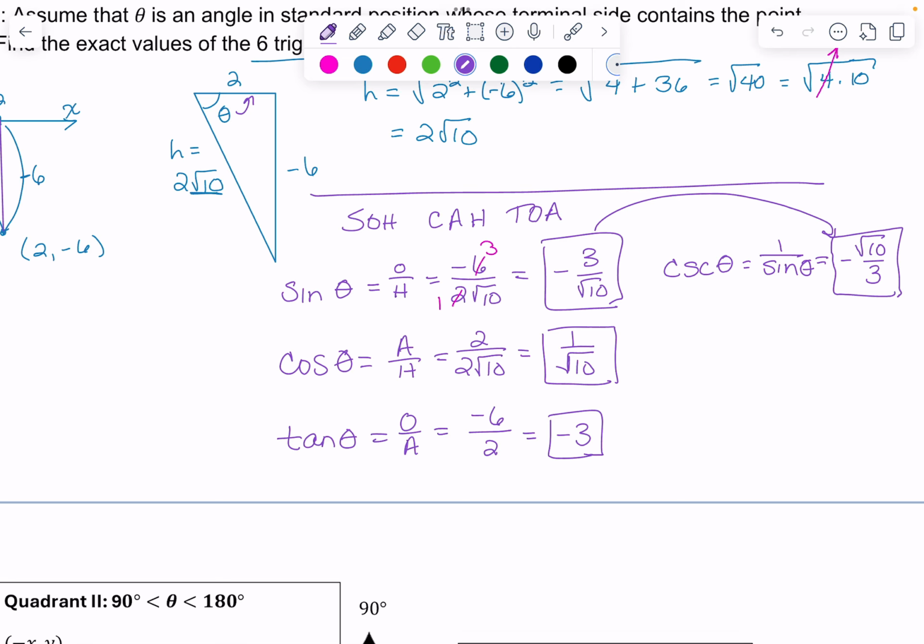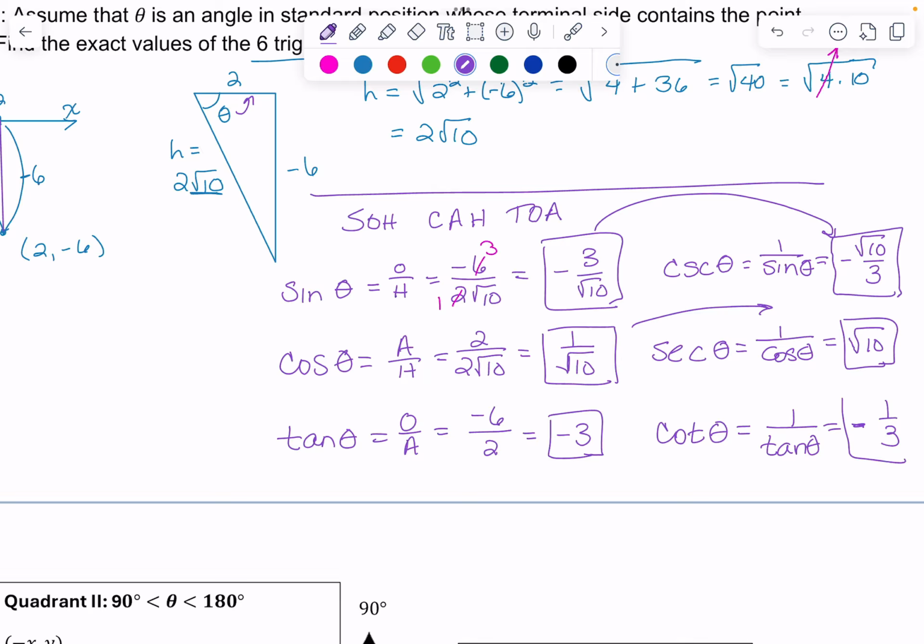Same thing here. Cosine and secant go together. Secant theta is 1 over cosine theta. And that's going to be just the square root of 10 when I flip that fraction over. And then cotangent of theta is equal to 1 over tangent theta. Again, I'm going to flip it. I'm going to get -1/3. There we are.